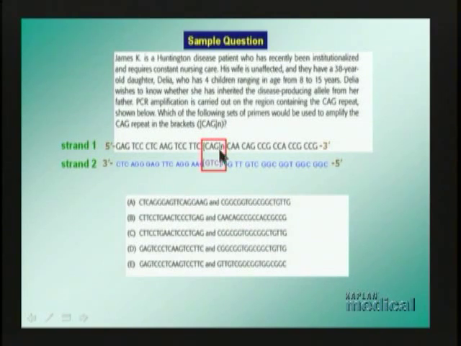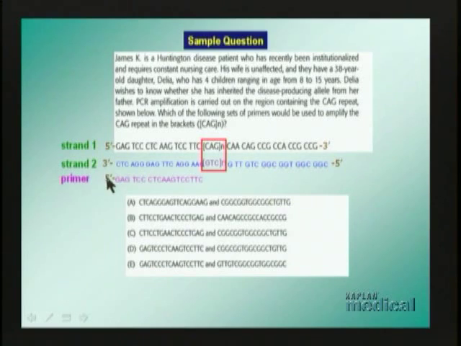So how are we going to amplify just this part among 46 chromosomes? We need to add primers that are near this part of the DNA that we want to amplify. Now one primer that's going to be used that flanks this part of the double-stranded DNA is shown here. This is one primer that's going to be used. Notice how this primer is complementary and anti-parallel to strand 2, this part of strand 2.